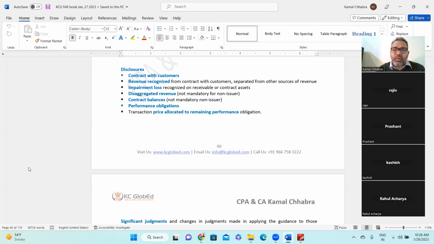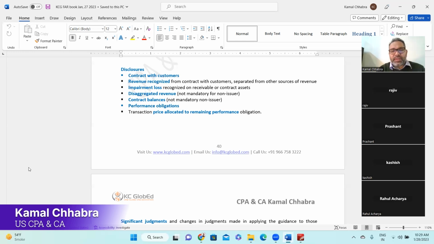The second is revenue recognized from the contract with customer, separated from other sources of revenue. If you remember, in the transaction price, what all components we have understood in the transaction price is the fixed price. Then we discussed variable price. Yes, no? Are you guys with me?